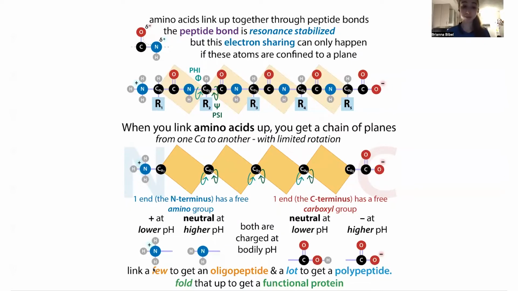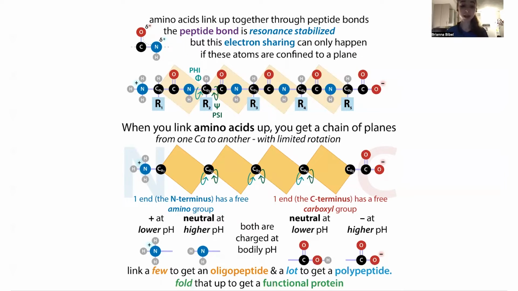So these can be positive. This group can be protonated or deprotonated, and this group can be protonated or deprotonated. But in our bodies, at physiological pH, you're typically going to see this in the protonated form. And when it's protonated, it's going to be positively charged. And you're going to see this in the deprotonated form. When it's deprotonated, it's going to be negatively charged. And we'll get way more into all of this.